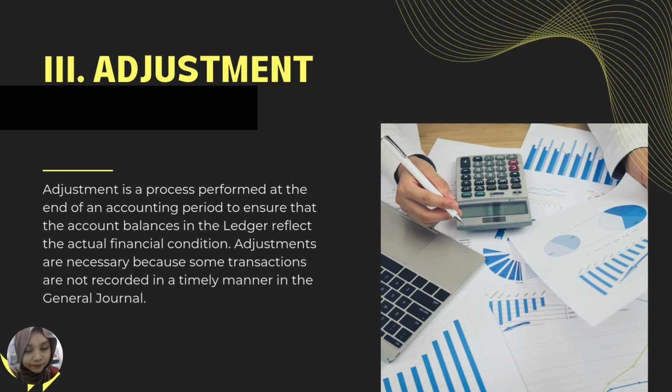3. Adjustment. Adjustment is a process performed at the end of an accounting period to ensure that the account balance in the ledger reflects the actual financial condition. Adjustments are necessary because some transactions are not recorded in a timely manner in the general journal.